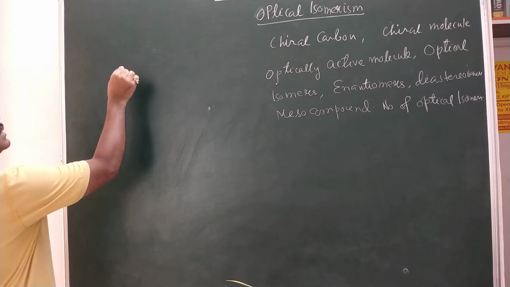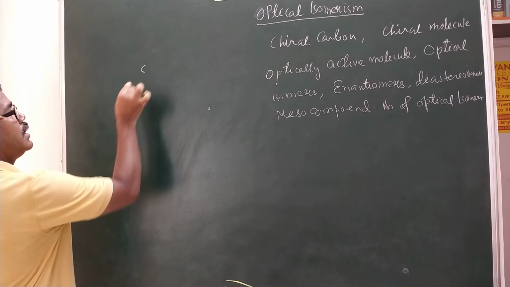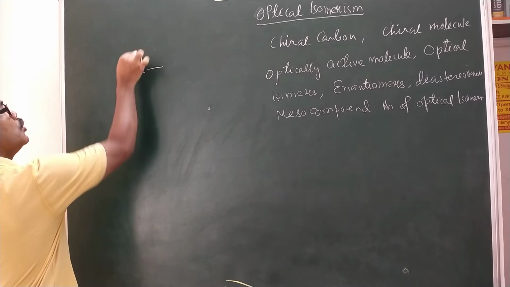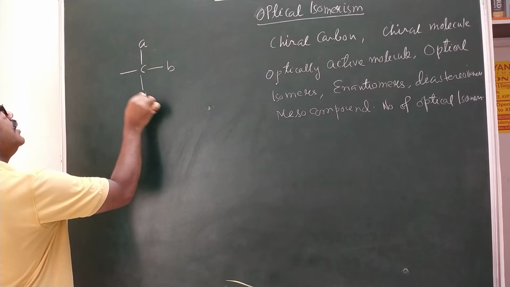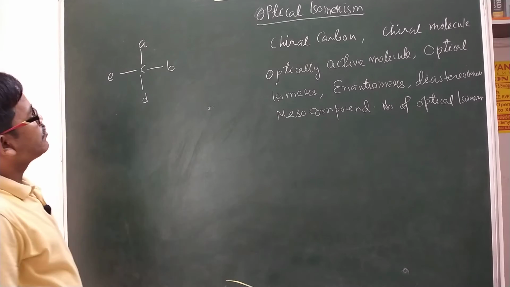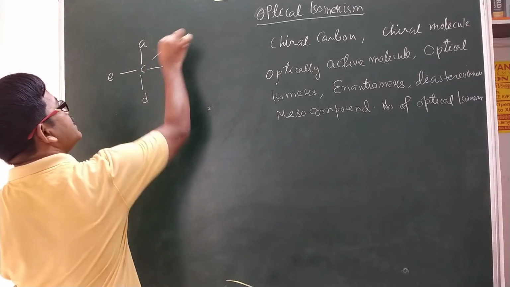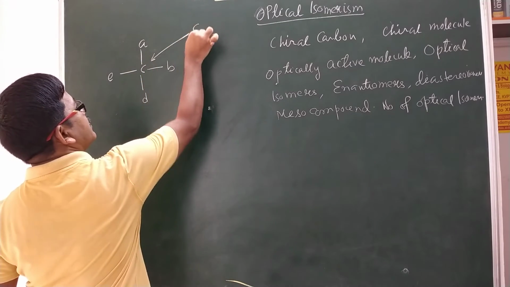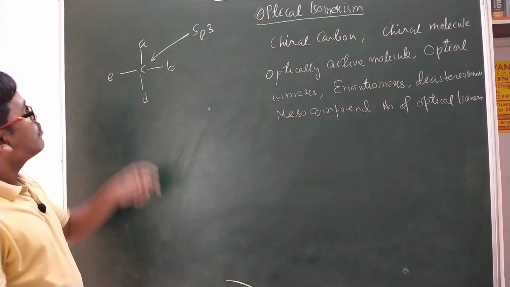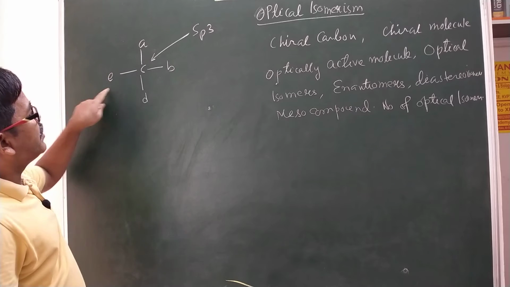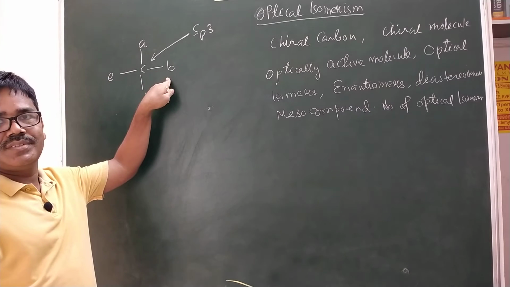What is chiral carbon? Suppose there is a carbon and it is attached to 4 different groups. Suppose A, B, D, E. This carbon is obviously an sp3 hybridized carbon, attached to 4 different atoms or group of atoms.